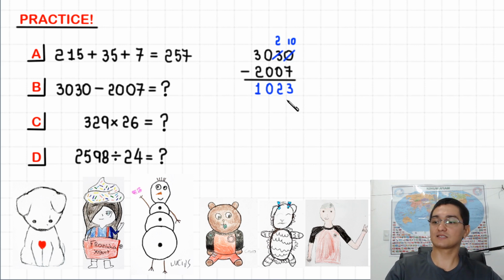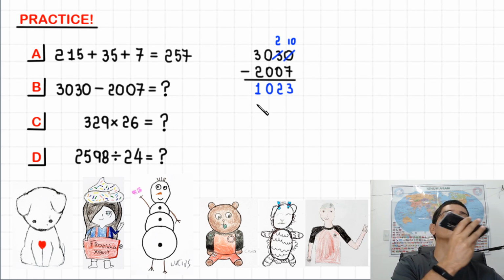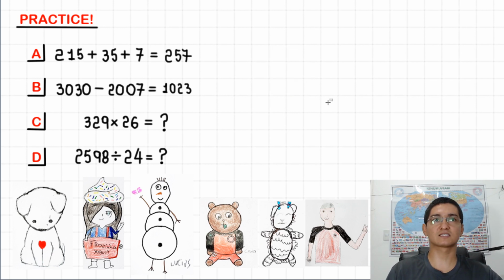Let's check with Google Assistant once again. What is 3030 minus 2007? The answer is 1023. Once more, we got it. Now we record our result here. What was it? 1023. Here we go. Now I erase this and we move on to the next operation.